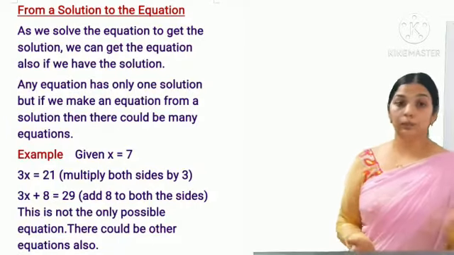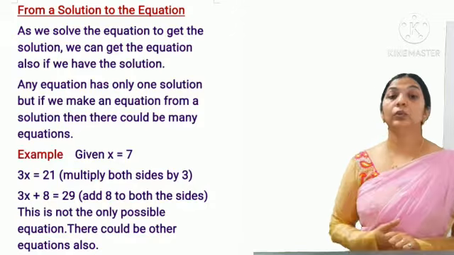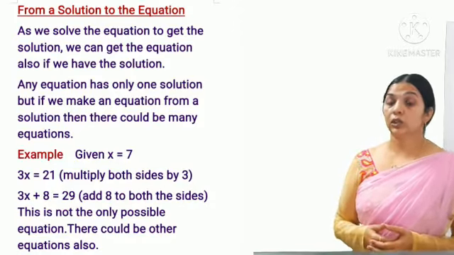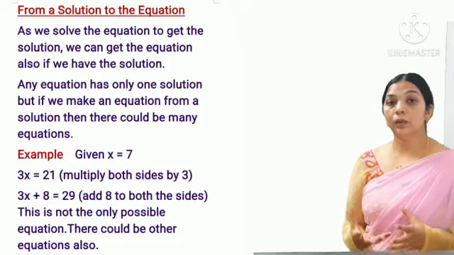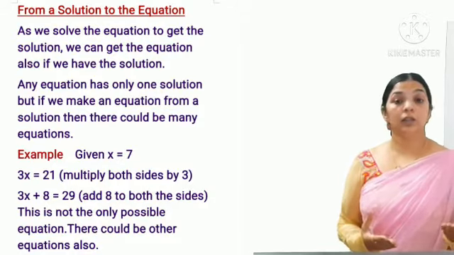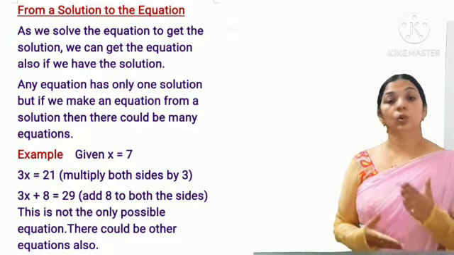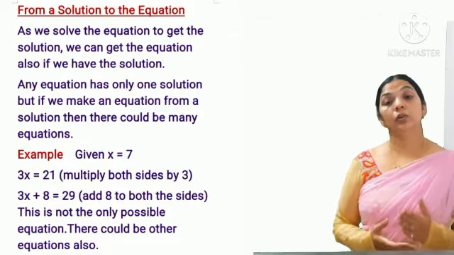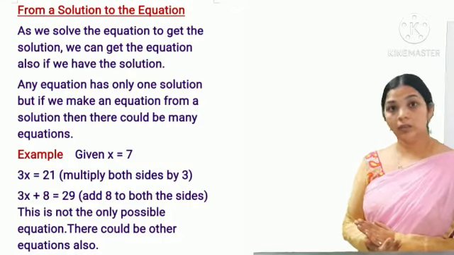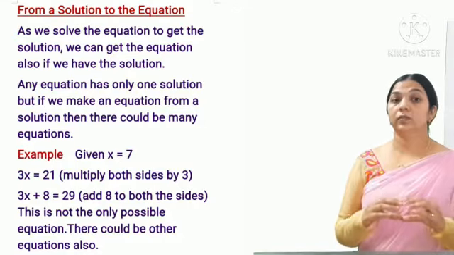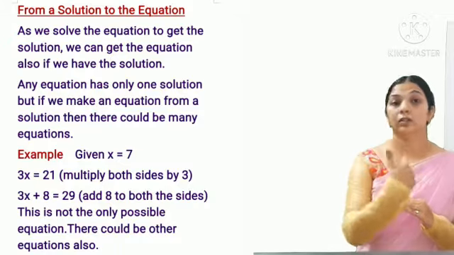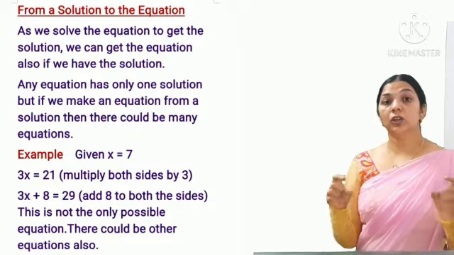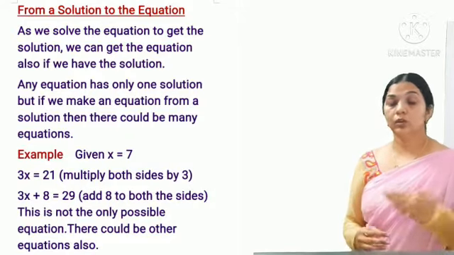Now, from solution to the equation. If we want to go backward, as we solve the equation to get the solution, we can get the equation also if we have the solution. Any equation has only one solution. If we make an equation from a solution, then there could be many equations. We could get many equations, but if we have an equation, we will get a certain fixed, unique solution.